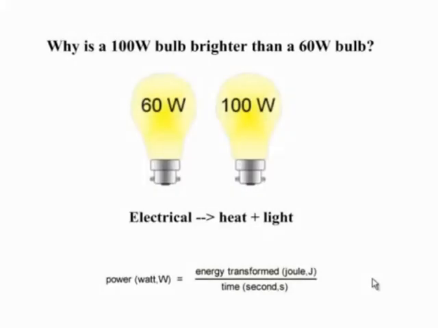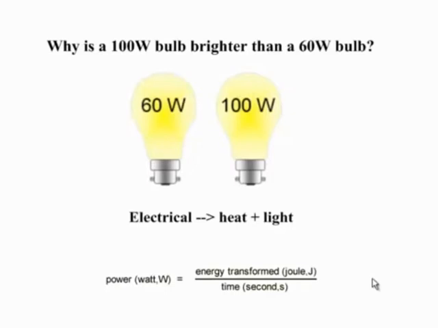Is a 100 watt bulb brighter than a 60 watt bulb? We know the energy change taking place in each bulb. We know each bulb is changing electrical energy into heat energy and light energy. The 100 watt bulb is brighter than the 60 watt bulb simply because it's performing that change faster than the 60 watt bulb is. So each second more electrical energy is changed into heat and light in the 100 watt bulb than in the 60 watt bulb.